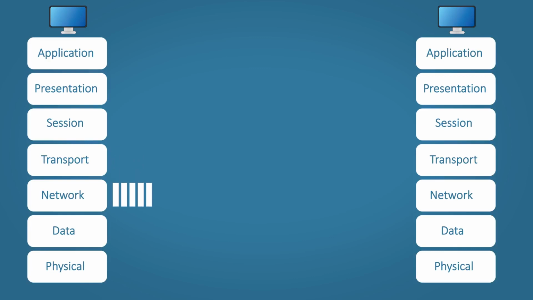Step 5, network. The IP address of the mail server is added as the destination, and the source IP address is also added to the data. Step 6, data link. The MAC address of the router and the source MAC address of the host is added to the data. Step 7, physical. The data is sent out on the network using Ethernet. So when the data reaches the other side, the receiving device will process the data in the same way but in reverse, starting from the bottom up.